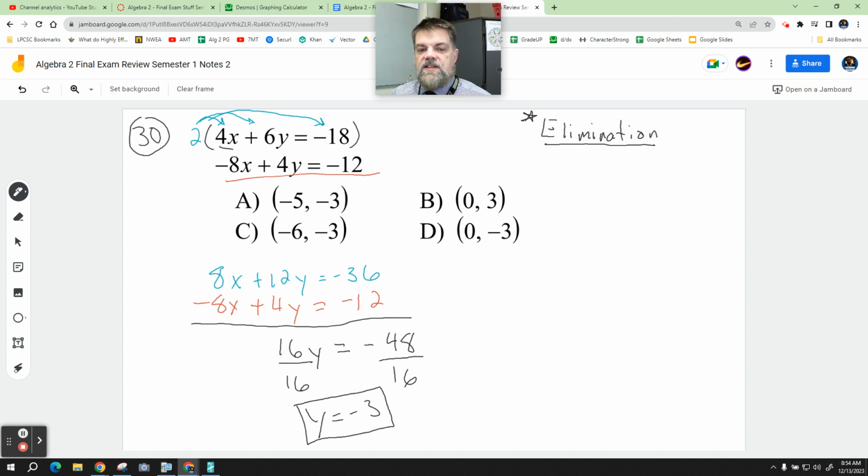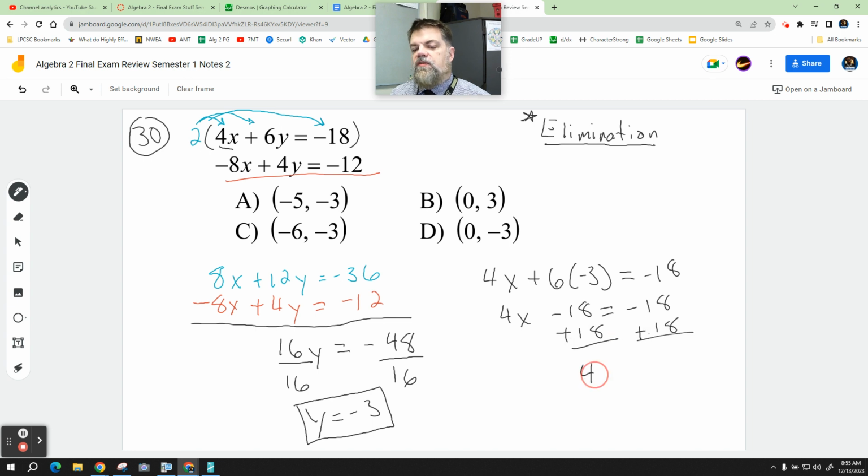Anyways, let's solve for x. To get x, I take either equation. I'm going to take the first equation, 4x plus 6y, but instead of plugging in y, I'm going to put negative 3 in, so 6 times negative 3 is negative 18. So then that becomes 4x minus 18 is equal to negative 18. I'm going to add 18 to both sides. Don't panic.